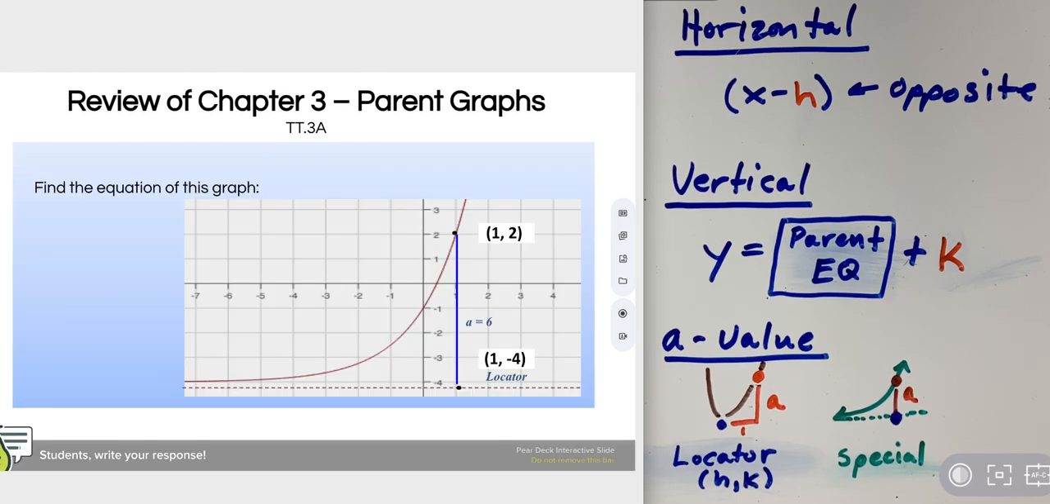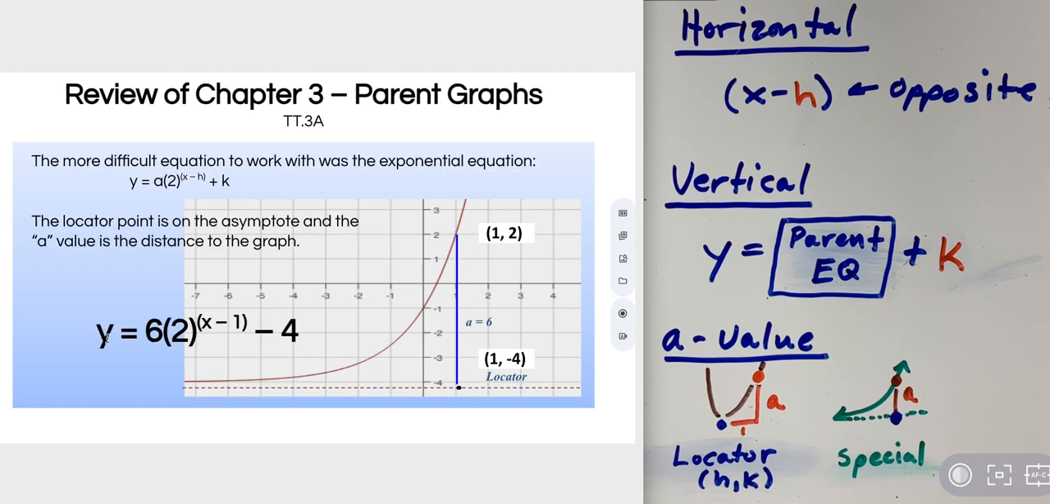As you notice, there are 2 dots. The locator point is the one that you see down here on the asymptote. That distance to the graph is your a value. So you'll notice from -4 to +2, that's 6 units. That makes the a value then 6. We're always going to have a 2 for our base, and then the exponent being x minus 1. That's because your locator point goes 1 right and also down 4, and that's why you also see the -4 there for that dot as well.